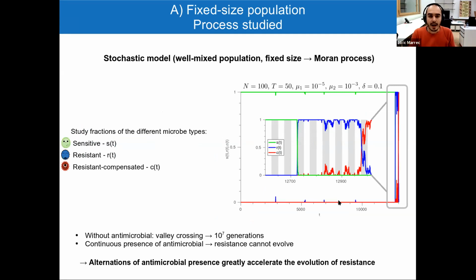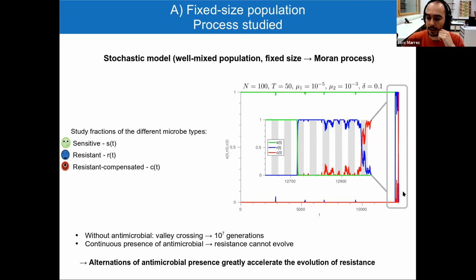So on this slide, I'm showing you an example of a simulation run. On this graph, I plot the fractions of the different microbe types, so sensitive, resistant, and resistant compensated, versus time. I always start my simulations with sensitive microbes. As you can see, at some random times, a mutant appears, but it fails to take over the population, except here. As you can see, this mutant takes over the population.